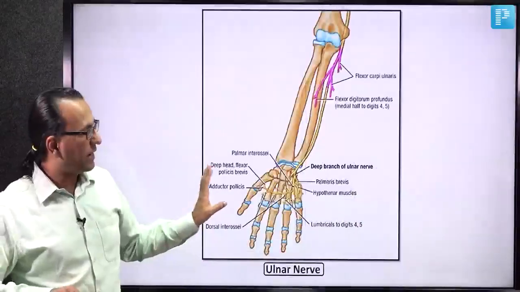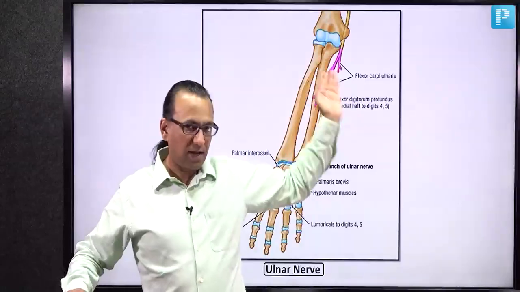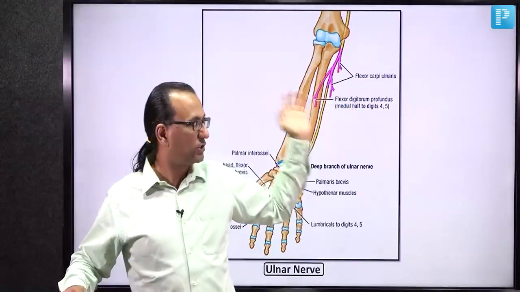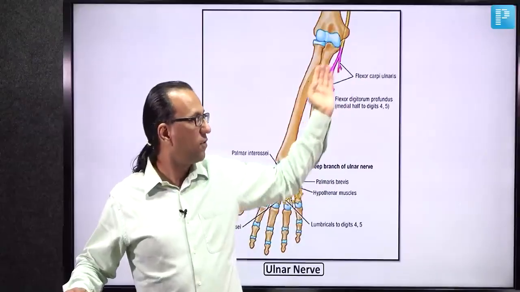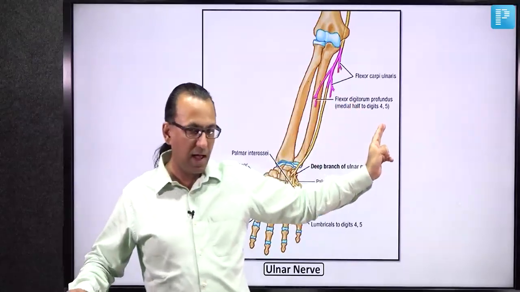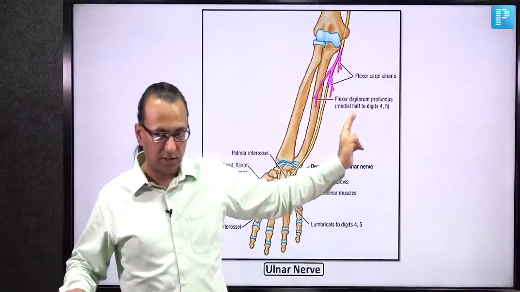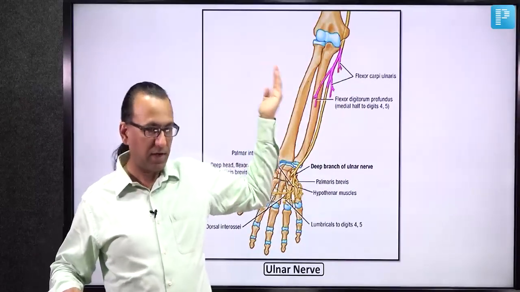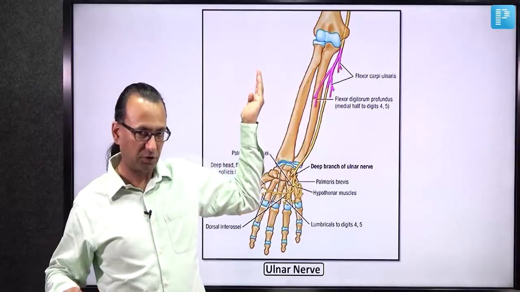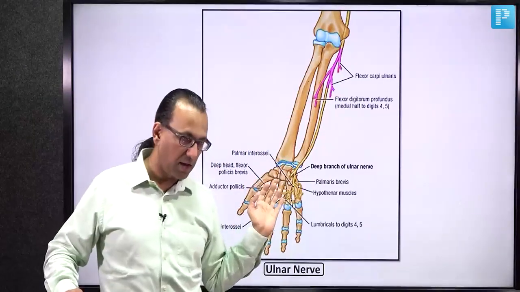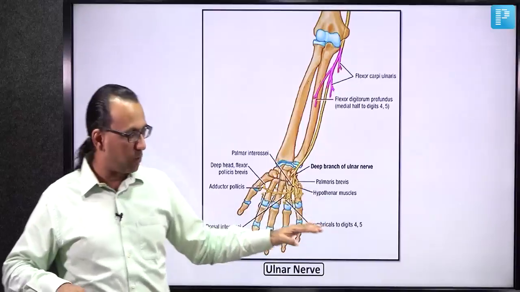As we have told, in the anterior forearm there are 5 superficial and 3 deep muscles, which is a total of 8. Out of 8, only 1.5 are supplied by the ulnar nerve. That is the medial half of FDP and the flexor carpi ulnaris. Otherwise, all the 6.5 muscles in the anterior forearm are supplied by the median nerve and its deep branch called the anterior interosseous nerve. But when it comes to the hand, almost all the muscles are supplied by the ulnar nerve except some of them which are towards the thumb side.